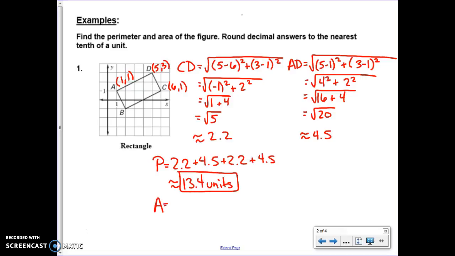Area is length times width for a rectangle, so we're going to take our 2.2 and multiply it by 4.5. So we get approximately 9.9, and we'll say units squared. Anytime we're talking area, we square the units.